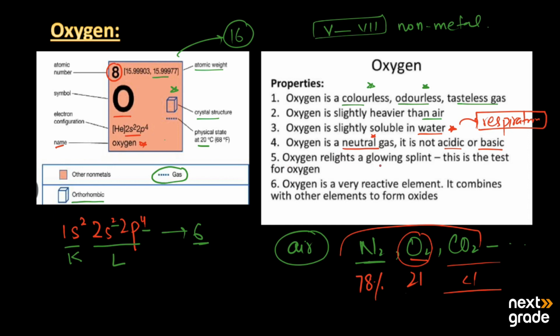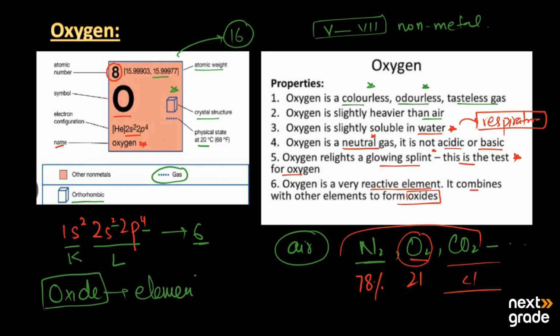Oxygen relights a glowing splint. This is the best test for oxygen. If you want to test whether oxygen is present or not, it relights a glowing splint. If a splint is already glowing, oxygen helps it to relight and produce the light again. The sixth property of oxygen is that it is a very reactive element, and it combines with other elements and forms oxides. The word oxide is derived from oxygen. When any element of the periodic table combines with oxygen, it forms oxides.